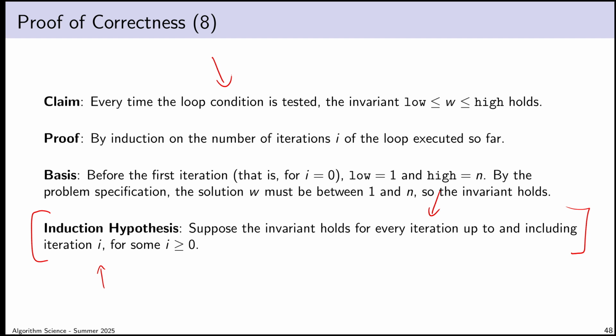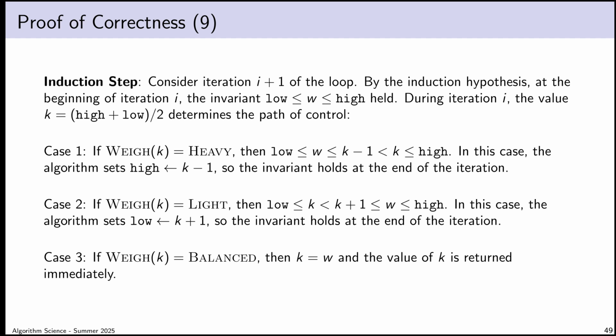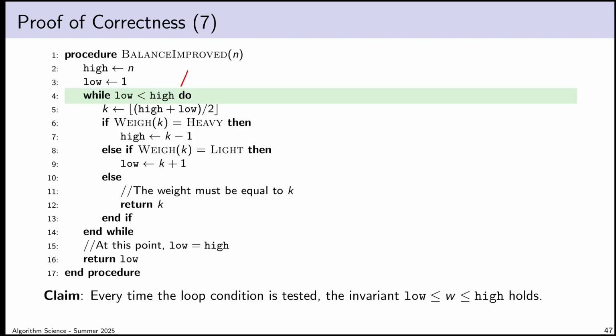So suppose that the invariant holds for every iteration up to and including iteration I, for some iteration number I greater than or equal to 0. Now, what I aim to prove here is: the induction hypothesis told me that as of iteration I, the invariant held. So at this step of iteration I, the claim holds. All I have to show now is that nothing that I'm doing down here breaks the invariant. Or more generally, by the time I get down to between line 13 and 14, the invariant holds again.